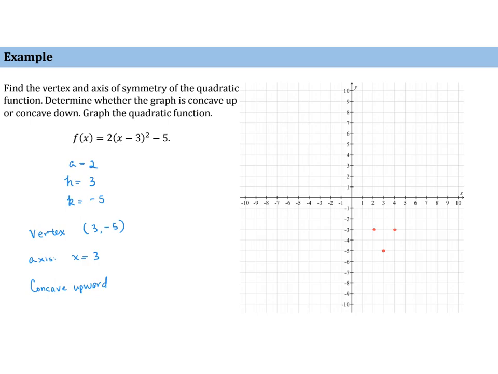Now we can go ahead and graph. It's going to be a very tall parabola. And you can tell what your axis of symmetry is because it is going through your vertex. So notice x equals 3 is your axis of symmetry.